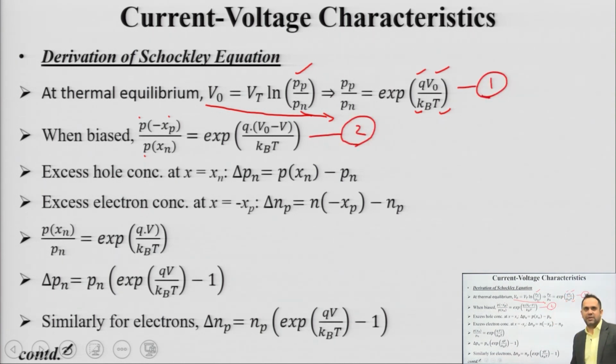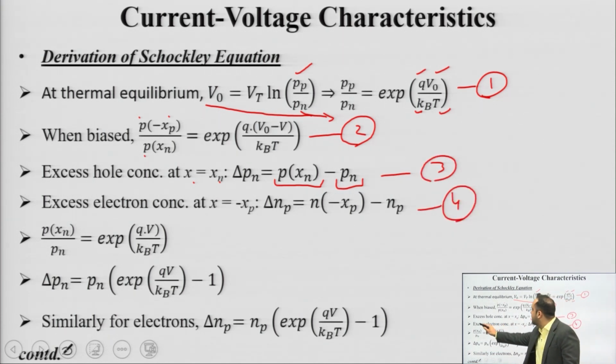Okay. So, let us just label these as 1 and 2. Excess hole concentration at x equal to xn. Why xn? Because holes are injected from P to N. So, from xn onwards, this is the excess hole concentration, denoted by delta, holes in N side, number of holes per unit volume in N side. This is equal to whatever is total concentration present minus the equilibrium concentration. Okay. Let us just call this equation 3, and you can call this 4.